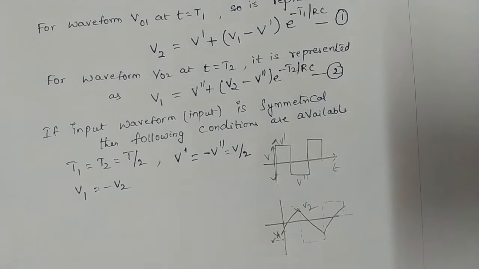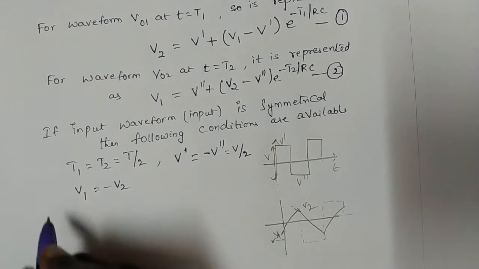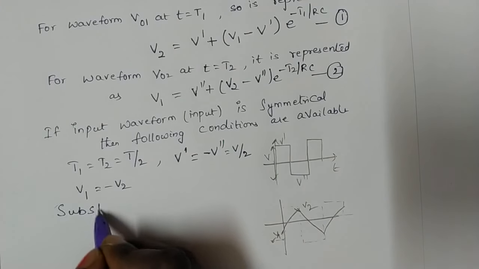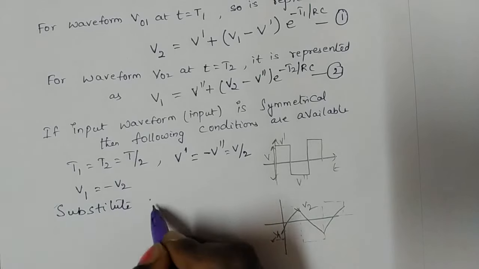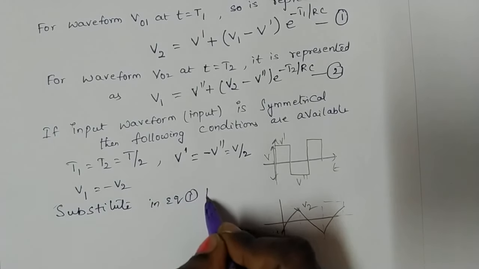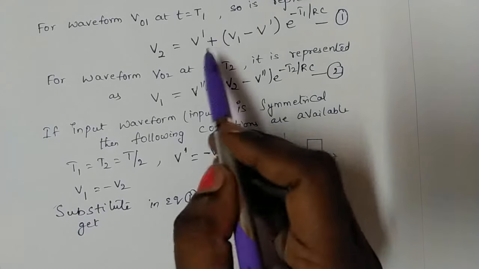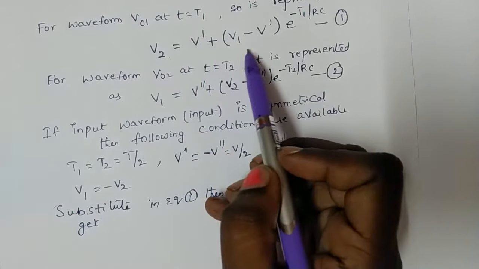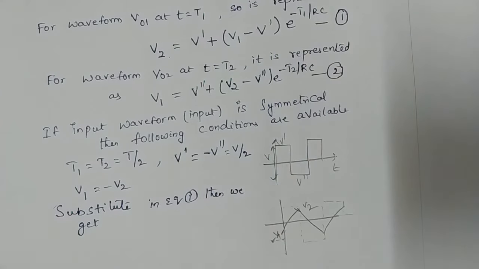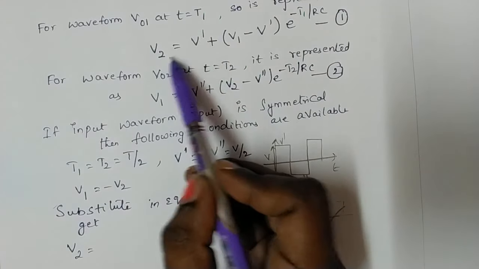Now substitute these important conditions in equation 1, simplify, and calculate the value of V2. Substitute in equation 1, then we get, see here, this is equation 1: V2 equal to V dash plus V1 minus V dash into e power of minus t1 by RC. Here V2 equal to V dash.